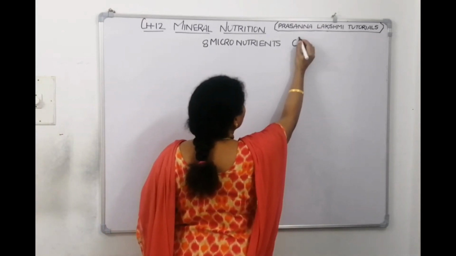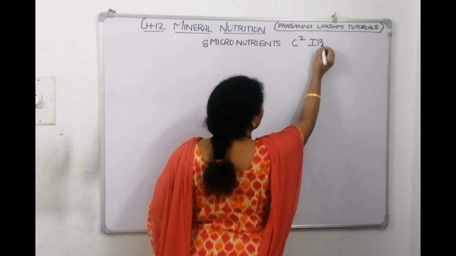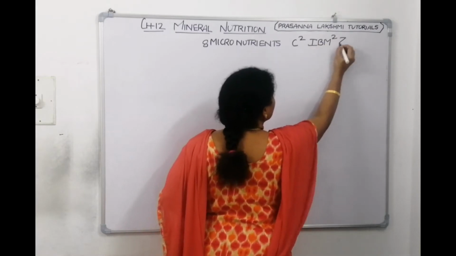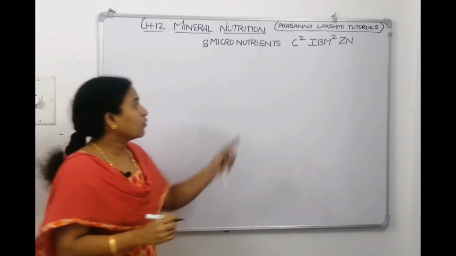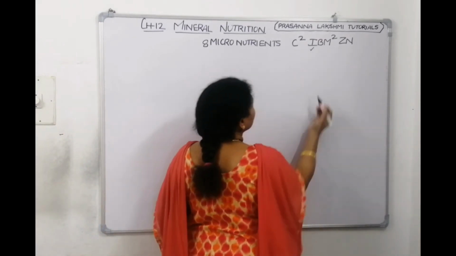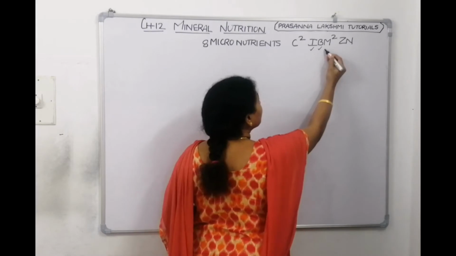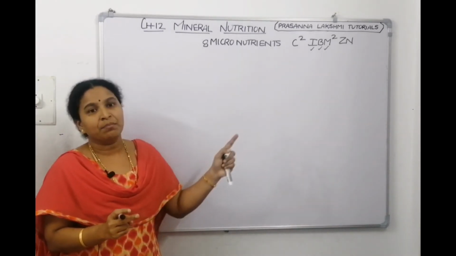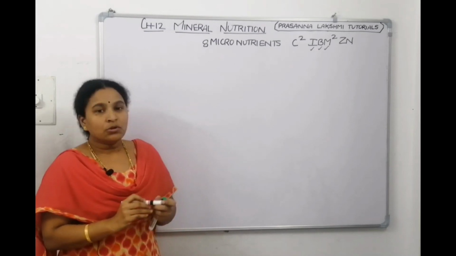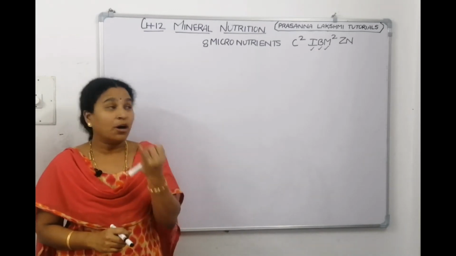We made a code called C square IB M square Z and N. This is the code we made. In that we were going in this order. We finished iron, we finished boron, and we finished manganese. Let us discuss the fourth element, which is also M, that is molybdenum. So in today's class we'll try to complete molybdenum.